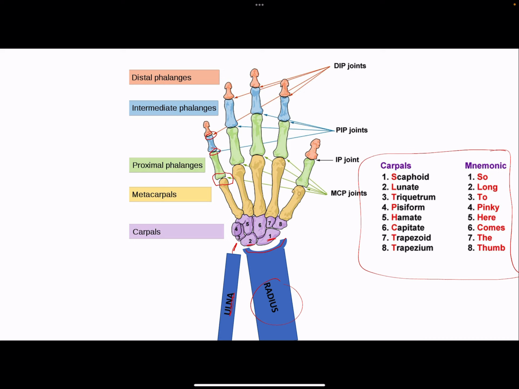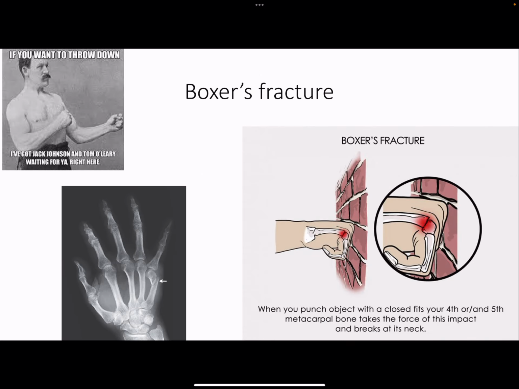Starting here, so long the pinky, and it's nice because we're at the pinky. Here comes the thumb, and it's nice because now we're at the thumb. So I find that incredibly useful. So if someone gets mad, punches a wall, as you do, you're highly likely to break the metacarpal bone in your fourth or fifth digit. That's your ring or pinky finger. Again, your thumb is 1 and your pinky is considered 5. So you can see that here. This is a boxer's fracture.